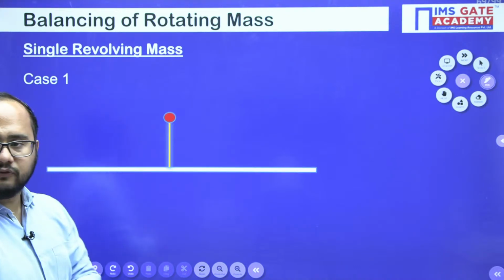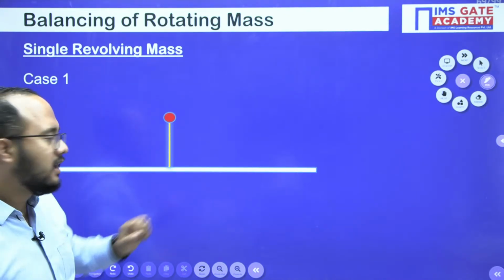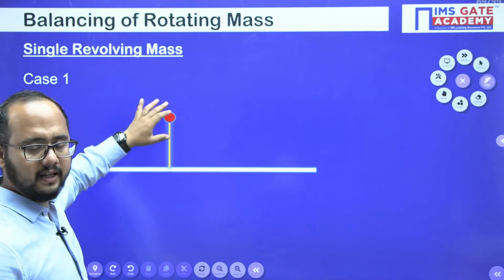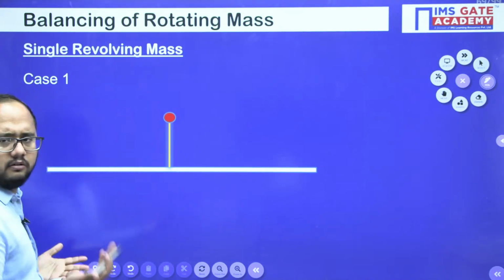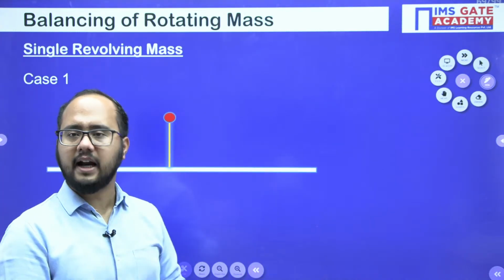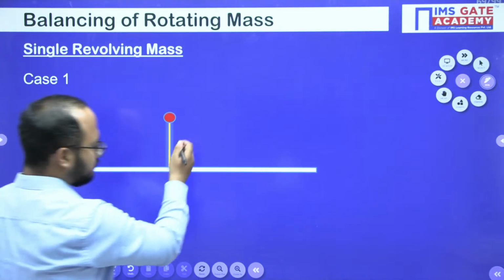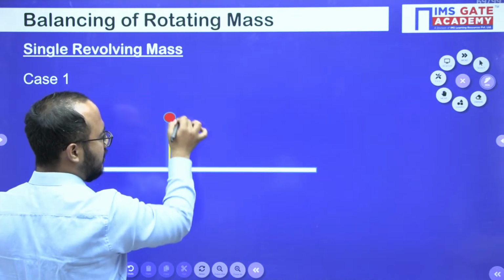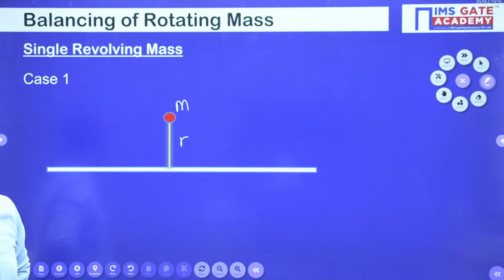Balancing of rotating masses, first of all we'll discuss the first case, single revolving mass, case 1. Now this is the eccentricity of the mass, that is placed from the axis of the shaft. This is the eccentricity, or you can also consider it the radius of rotation. Very good evening Amit, very good evening. So let's suppose this is the disturbing mass. So actually this will be the radius of rotation. Let's suppose this is the mass of the disturbing mass, right?